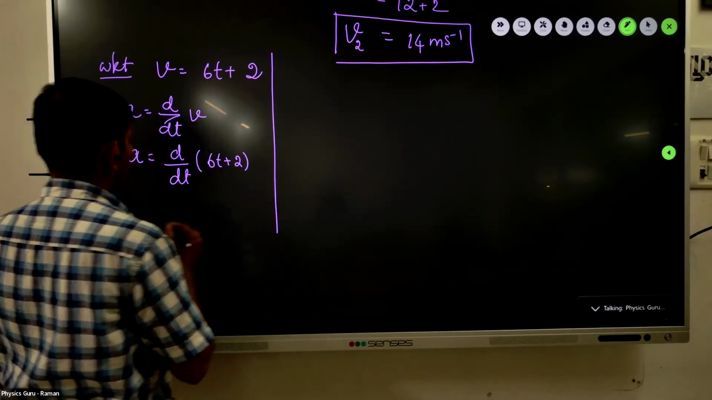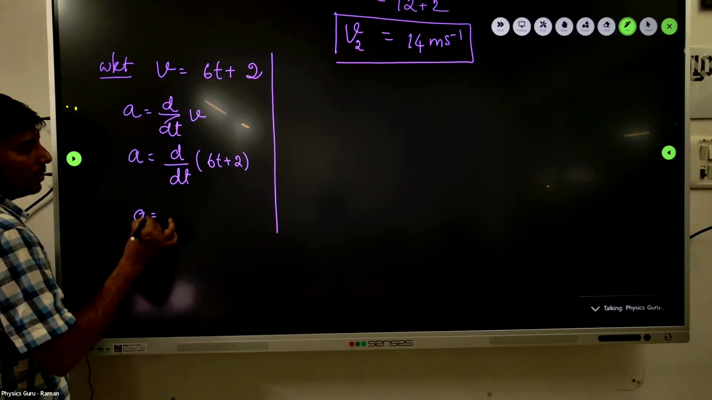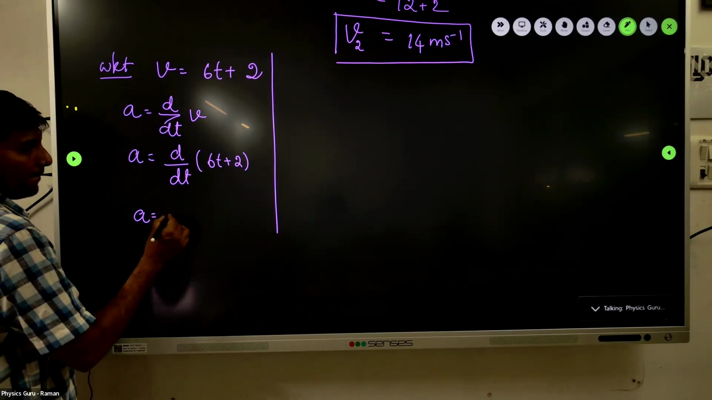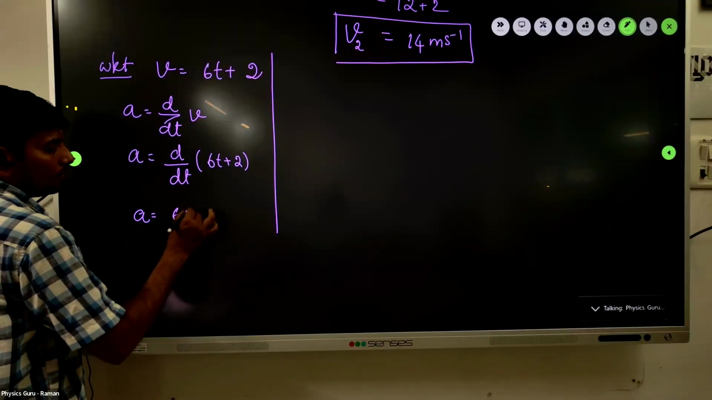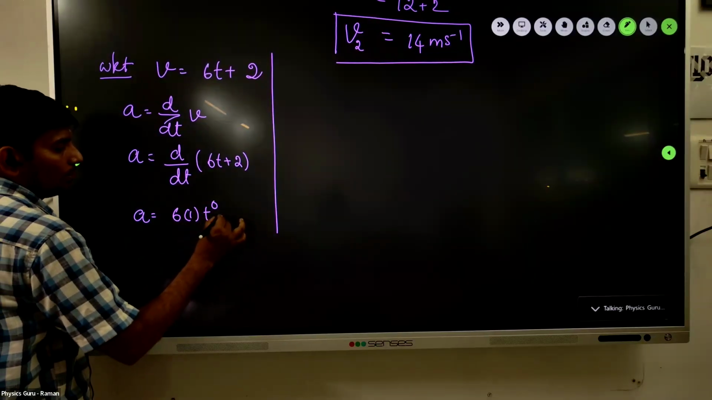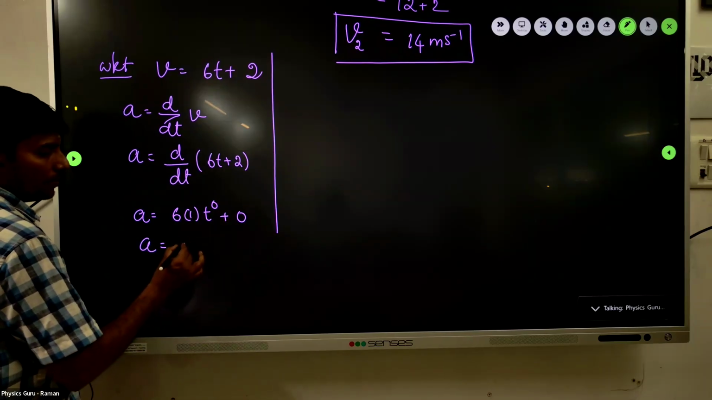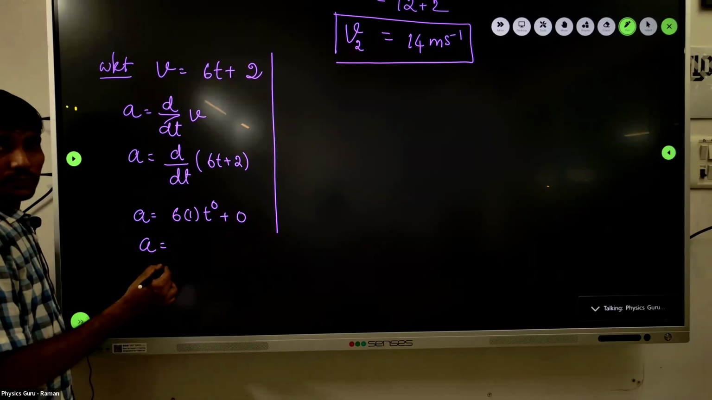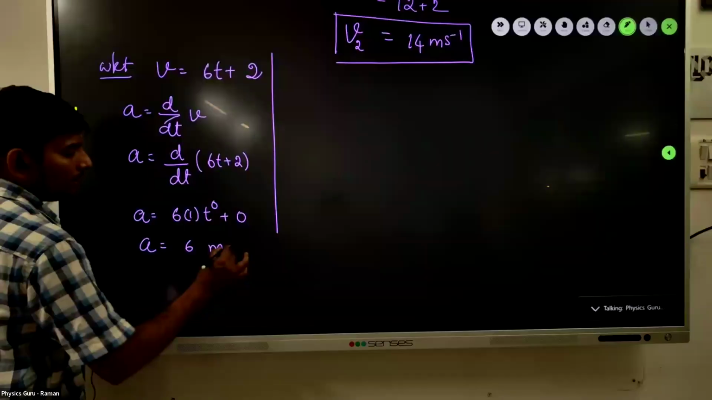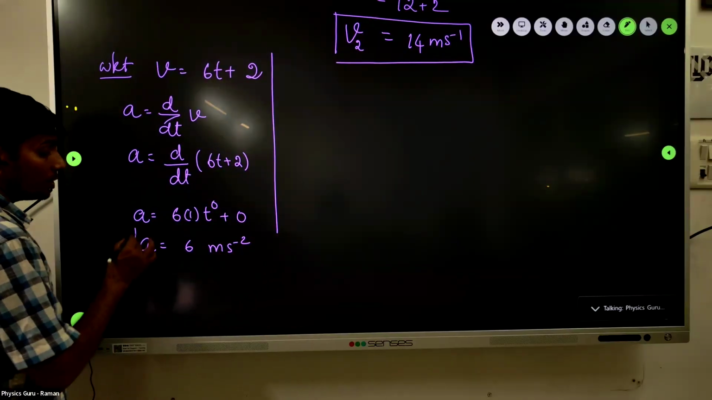So tell me, sir, what should come? Acceleration should be equal to, come on, guide me. 6, sir. Very good, sir. 6 into 1 into t to the power 0 plus 0. So acceleration should be equal to, come on, sir. 6, sir. 6 meter per second squared.